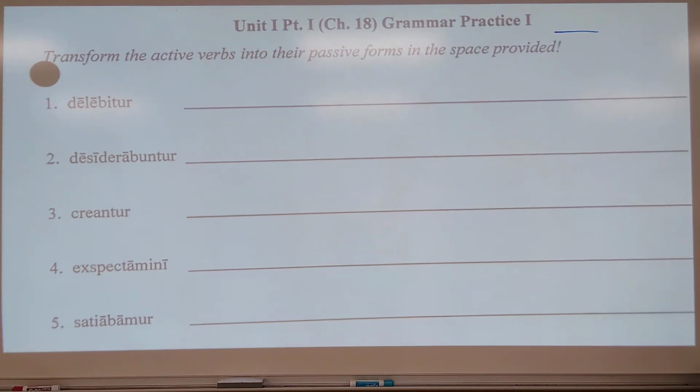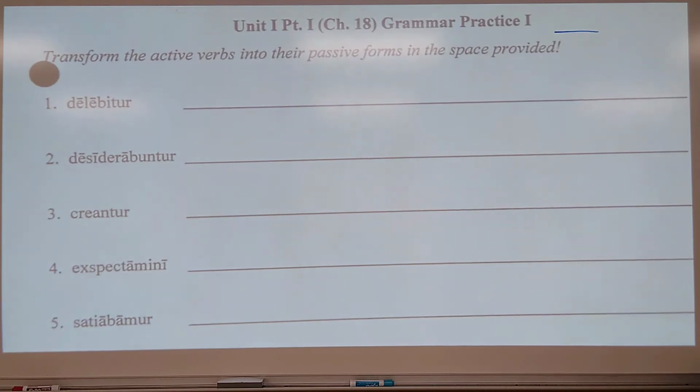So, reviewing what we're doing here, remember we just have learned the other voice for verbs, right? Every verb is either active or passive. If it's active, the subject is performing the action. If it's passive, the subject receives the action, okay? But for this exercise, we're more concerned with what the verb itself looks like, okay?